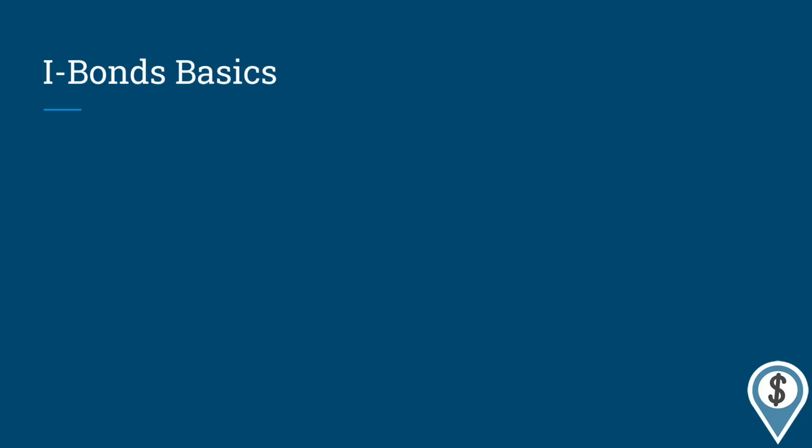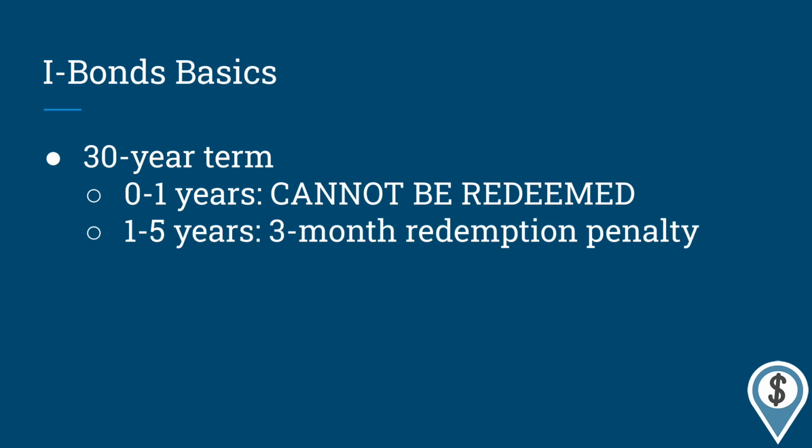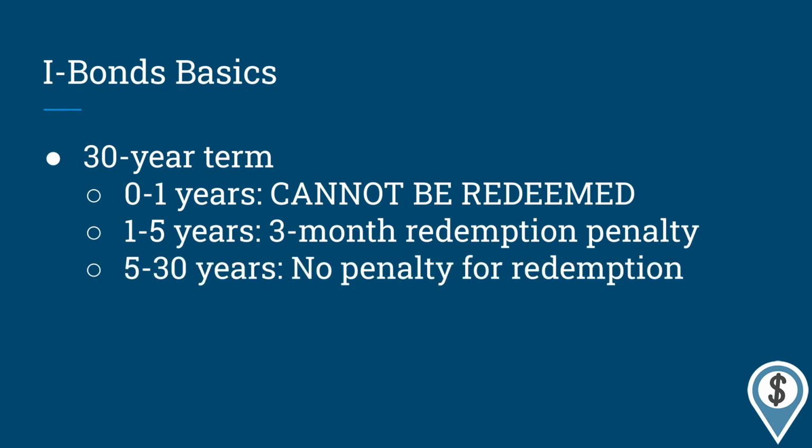Before we get started on this trick, let me remind you really quick about the basics of I bonds. First of all, they technically have a 30-year term. They're actually 30-year bonds, but you don't actually have to hold them for 30 years, and I really don't recommend holding them for 30 years. In the first 12 months, you can't redeem them or sell them at all, so you're locked in for at least a year. After that, in years 1 through 5 of holding, you can redeem them anytime you want, but you'll have to pay 3 months worth of interest as a redemption penalty. In years 5 through 30, there's no penalty at all. You can take your money out with interest whenever you want.